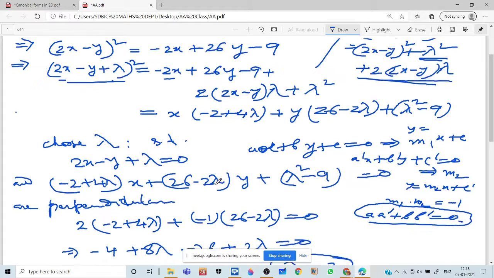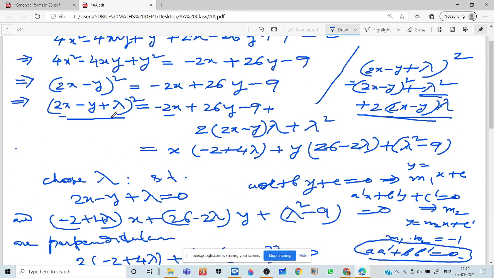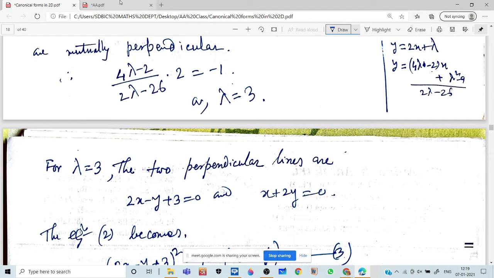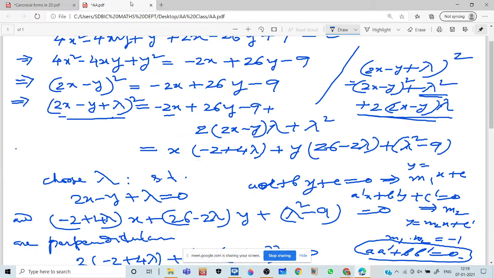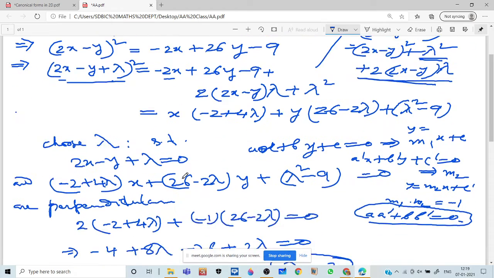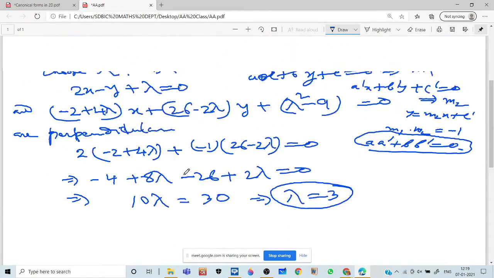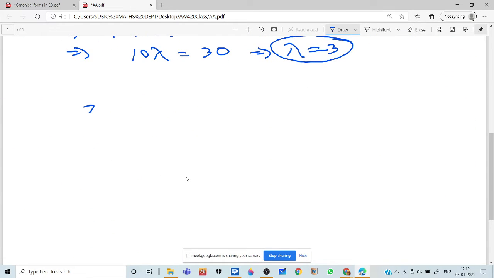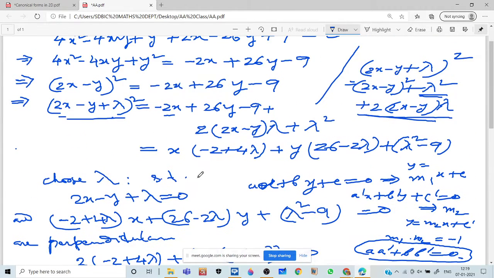So put this lambda in the equation. For lambda equal to 3, we get 2x minus y plus lambda, so 2x minus y plus 3 equal to 0, one straight line. And for the other straight line, put the value of lambda equal to 3 here. So 4 times 3 is 12, minus 2, 10.